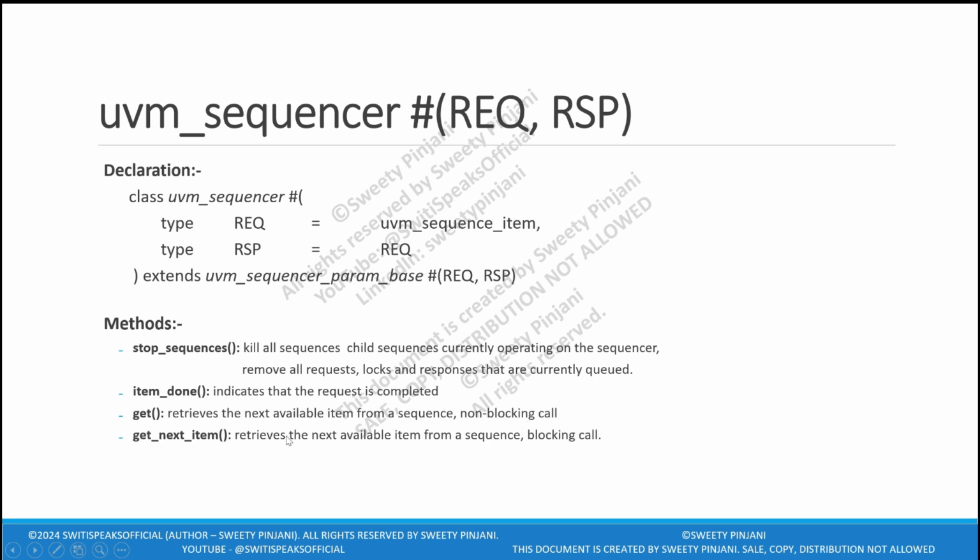Then we have get next item. This also retrieves the next available item from sequence. The important question is what is the difference between these two then? The main difference is get is non-blocking, but get next item is blocking. Until you retrieve the next item from the sequence, your further processes are blocked in terms of get next item. However, this is not the case with get. You need to remember these differences between get and get next item. It can be a trick question. What is the difference between get and get next item? The answer is clear. Get is non-blocking, get next item is blocking. This is the main difference.